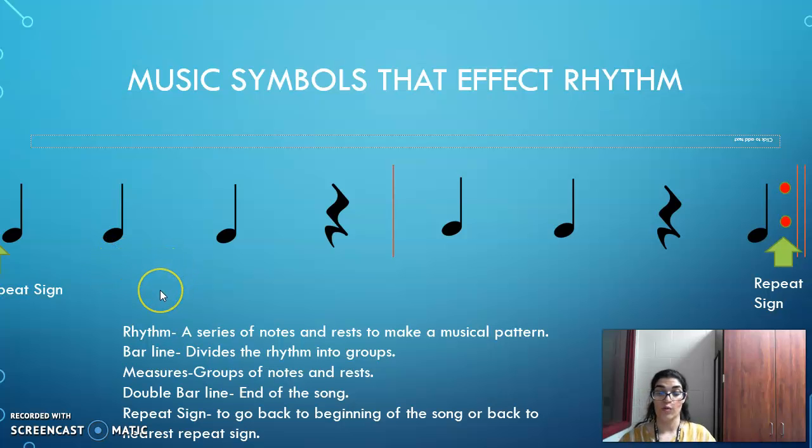Count with me. 1, 2, ready, here we go. 1, 2, 3, 4. 1, 2, 3, 4. 1, 2, 3, 4. 1, 2, 3, 4. Stop. Did you get it? Awesome job.